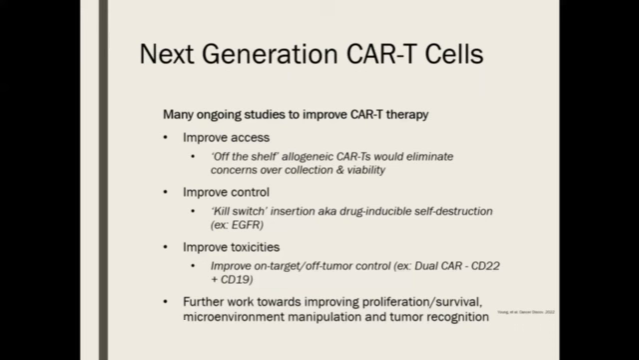Improving toxicities by improving on-target, off-tumor control. One example of this would be a dual CAR, one that includes CD22 and CD19, to hopefully refine its targeting against malignant cells and keep it away from healthy, useful cells like your B cells, to prevent things like B cell aplasia. And then, of course, we are looking towards improving proliferation and survival of these products, as well as microenvironment manipulation and tumor recognition.